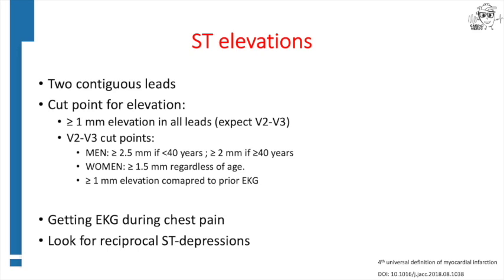ST elevations suggestive of acute myocardial infarction occur in two or more contiguous leads. The cut point for what is considered an ST elevation is 1 mm or greater in any lead except for V2 and V3, which have gender and age-specific cut points. If the pain is intermittent, it's important to obtain an EKG during pain and another one when the pain resolves. It's also useful to compare new EKG changes to old EKGs, as this will increase your diagnostic certainty.